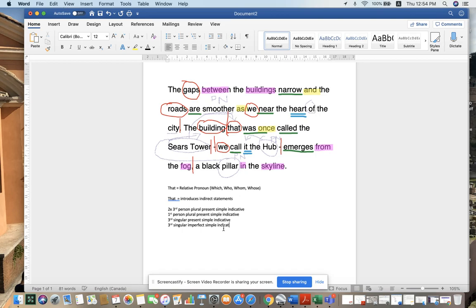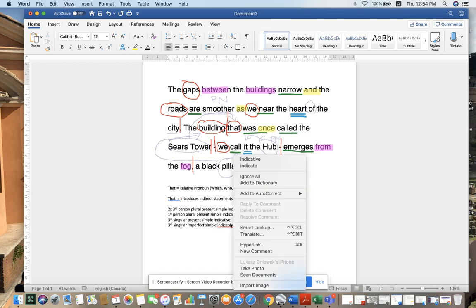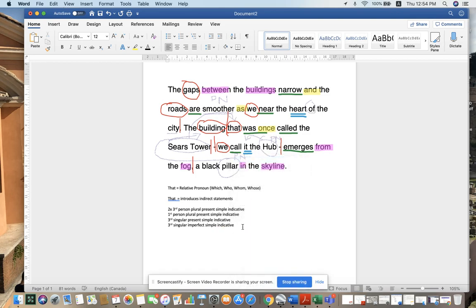It's imperfect because the adverb once tells you that once upon a time, we don't exactly know when, but once upon a time, it was called Sears Tower. And this is what imperfects do. They give you the past tense, but they don't really necessarily tell you the exact time of when something happened. All we know is that it happened in the past. We call, once again, first person plural present indicative, so we can do 2 times that, and that's it. That's all it is. So we got 6 verbs present in 2 separate sentences.